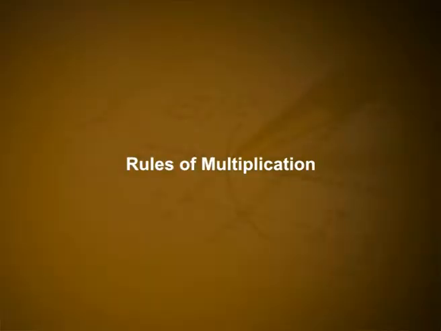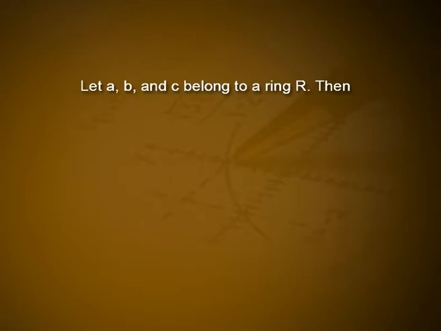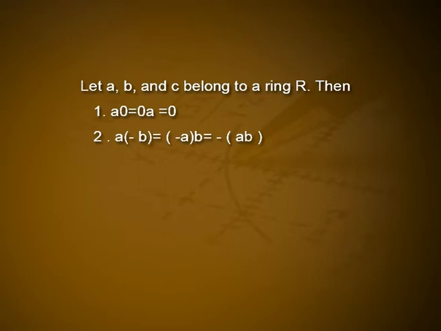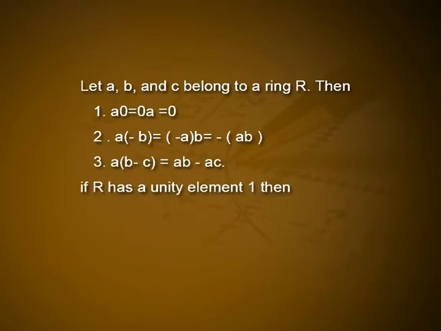Theorem: rules of multiplication. Let a, b, c belong to ring R. Then, first one, a into 0 is equal to 0 into a is equal to 0. Second one, a into minus b is equal to minus a into b is equal to minus of a into b. Third one, a into (b minus c) is equal to a into b minus a into c. Furthermore, if R has a unity element 1, then fourth one, minus 1 into a is equal to minus a, and minus 1 into minus 1 is equal to 1.